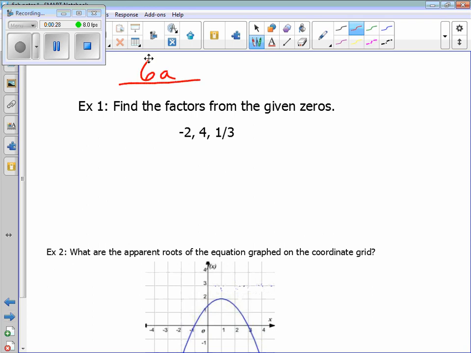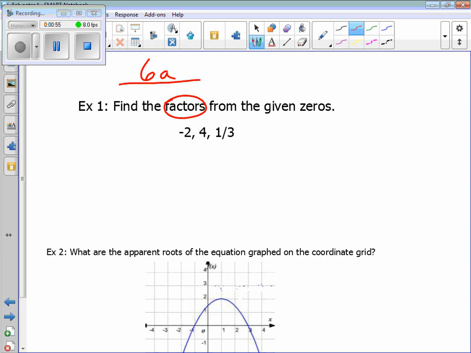Just going to jump straight into examples. Find the factors from the given zeros. Now, factors are from an equation, and we find them by looking at the graph, looking at zeros. Some of you remember factoring from Algebra 1. We're actually going to use the calculators to factor.